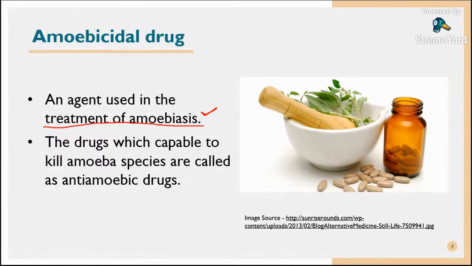It is defined as the chemical agents or drugs which are capable of killing the amoeba species are called anti-amoebic drugs or amoebicidal drugs. Any chemical agents having the capacity to kill the amoeba or any other amoeba species are called anti-amoebic agents. It is also called amoebicidal drugs or amoebicides.